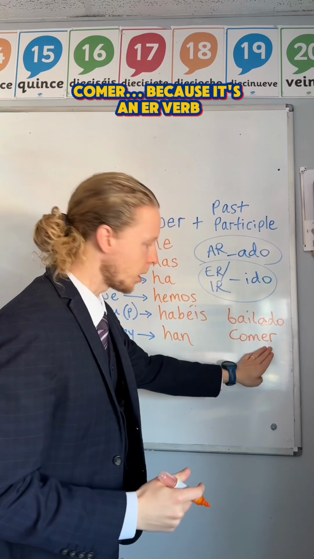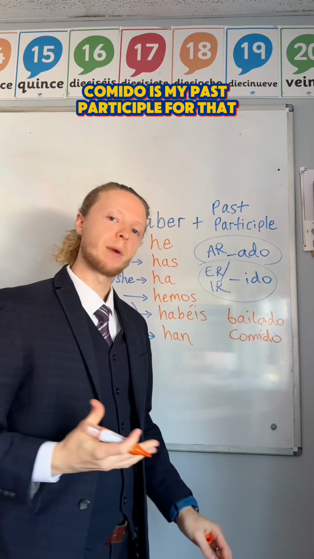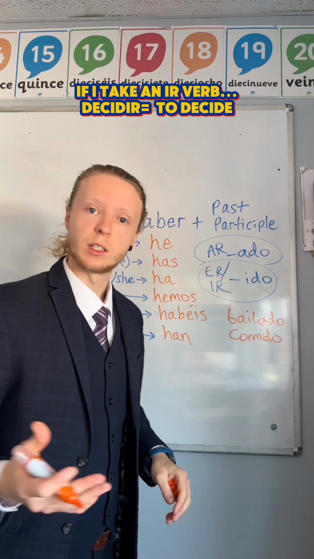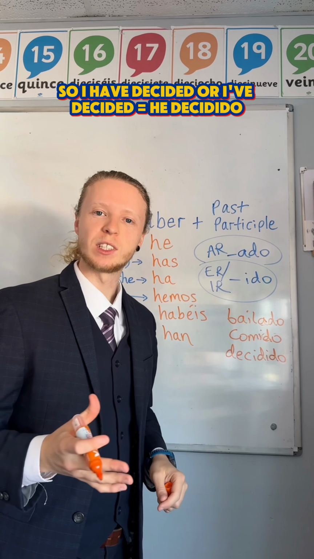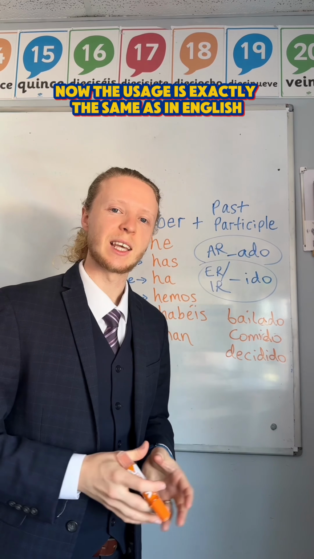Comer, because it's an ER verb, I'd remove the ER and I'd add ido. Comido is my past participle for that. If I take an IR verb, decidir, to decide. Decidido. So I have decided or I've decided. He decidido. Now, the usage is exactly the same as in English.